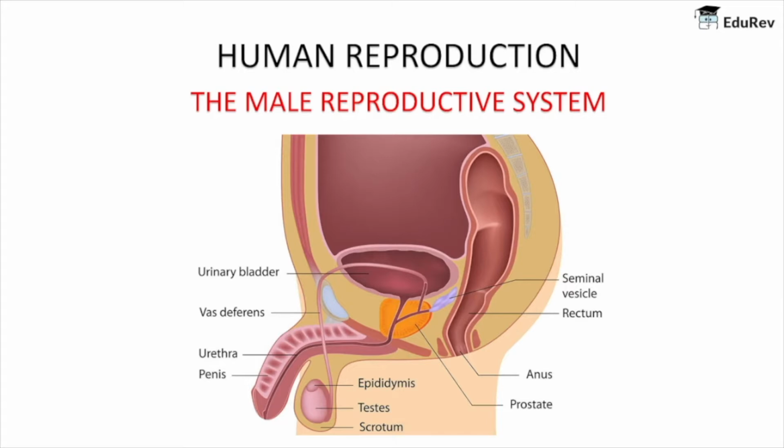In the previous session, we studied the primary sex organ, that is the testes, and its longitudinal section. In this session, we will continue with the male reproductive system, in which we will cover the accessory ducts, accessory glands, and external genitalia. So let us begin with our topic.